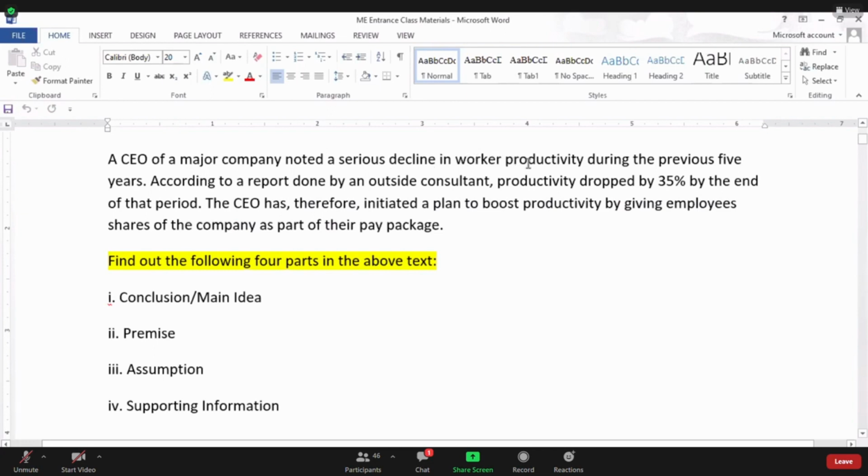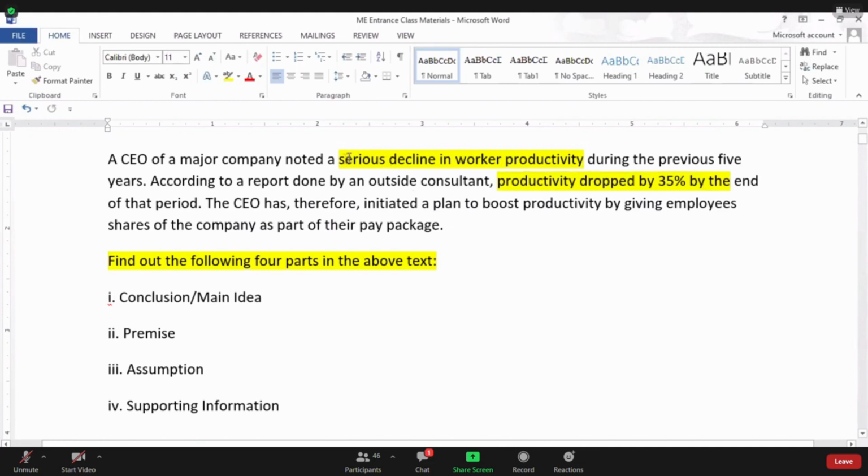Just a serious decline in worker productivity. You mark it. Here you have a serious decline in worker productivity, isn't it? And here what you have? Productivity dropped by 35%, isn't it? 35% by the end of that period.